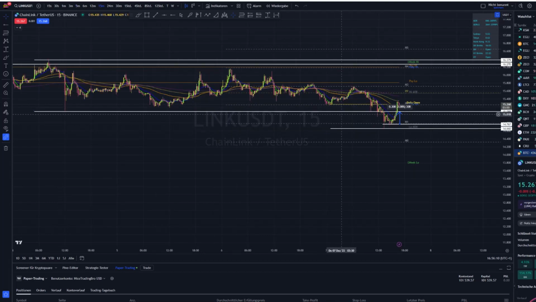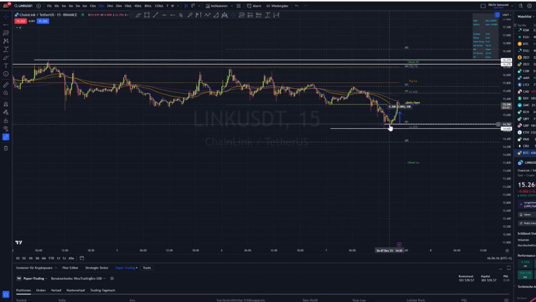Let me take out the one support line from the 4-hour chart for a better view. With the PVSRA strategy, we have also managed to mark two areas in a completely different asset that can serve as entry points with excellent risk management.